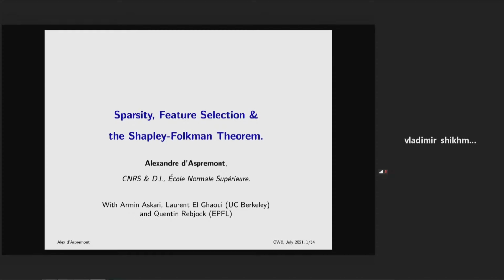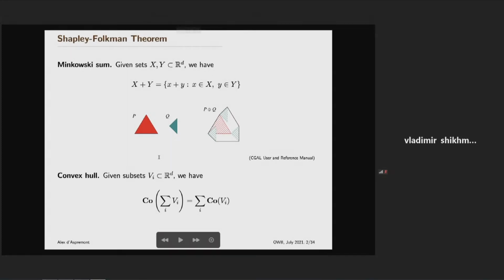So the talk today is not going to be about complexity, but about an interesting geometrical phenomenon related to convex optimization problems. What I'm going to discuss today is joint work with Armin Ascari and Laurent El Ghaoui at Berkeley, and Quentin Rebjerg, who is now at EPFL as a PhD. It's related to what happens when you take the Minkowski sums of sets. Just a quick reminder, if you have two sets X and Y, their Minkowski sum is the set of vectors written x plus y for x in X and y in Y.